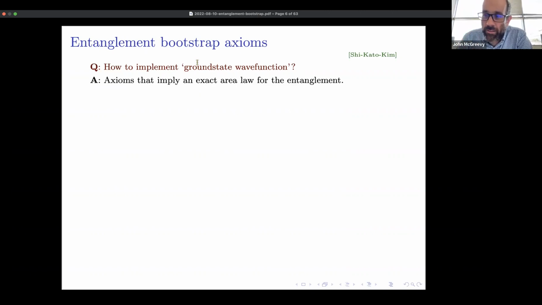But you'll have to forgive me, because the way I'm going to implement the fact that the wave function I'm talking about is a ground state wave function is by a couple of axioms, the entanglement bootstrap axioms, which enforce the area law. In fact, a sort of strong form of the area law.